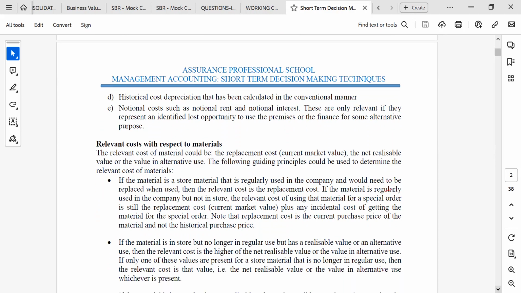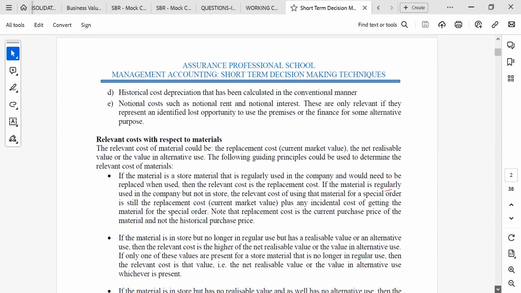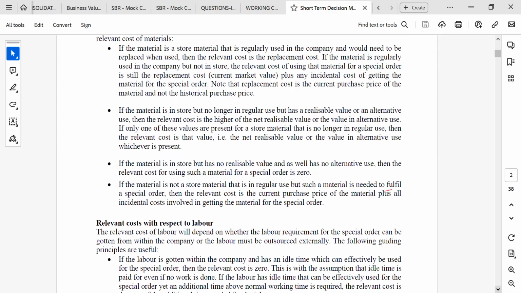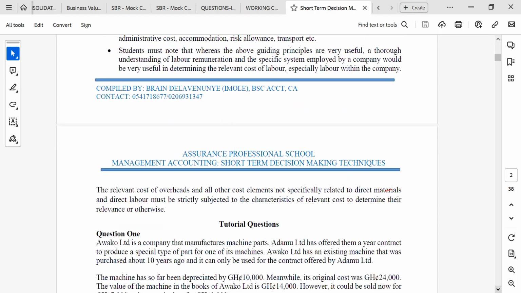Okay, let's come to relevant cost relating to material and also labor. Then we pick a question.